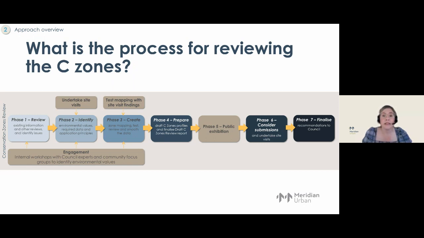We are currently in Phase 5 and publicly exhibiting the draft conservation zones review mapping and report. Council is seeking feedback on the criteria and the methodology that was used to create the draft C zones. Following public exhibition, submissions will be reviewed and any site visits undertaken as needed, and the recommendations for Council finalised as part of Phases 6 and 7.